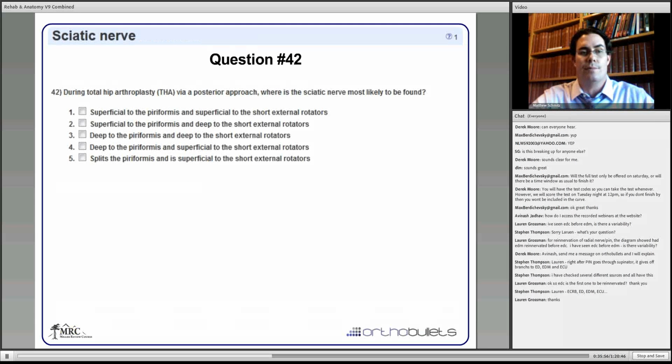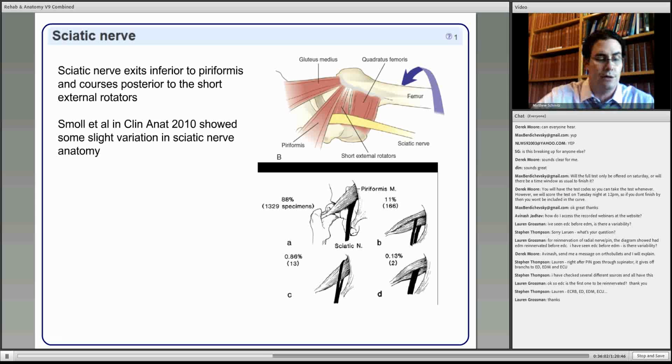During total hip arthroplasty via a posterior approach, where is the sciatic nerve most likely to be found? Again, we talked a little bit about this on one of our earlier questions, but remember that in a majority of patients, the sciatic nerve exits inferior to the piriformis and courses posterior, or if you're looking from the back, essentially superficial to your short external rotators. So remember, it comes out from deep to the piriformis and then courses superficial or posterior to your short external rotators.